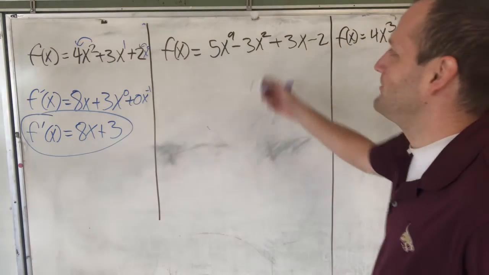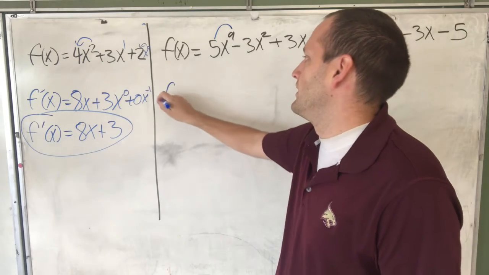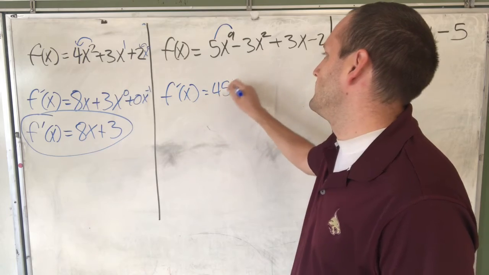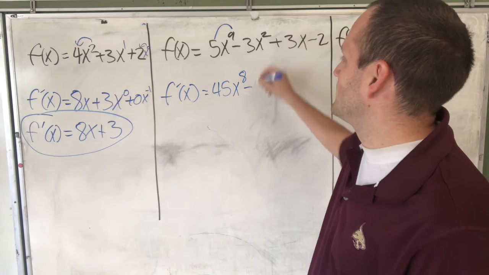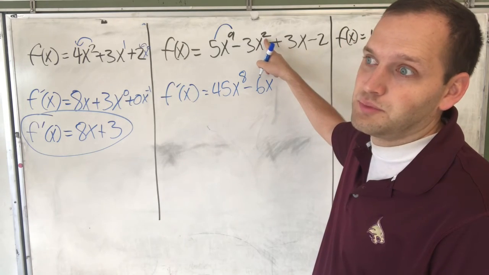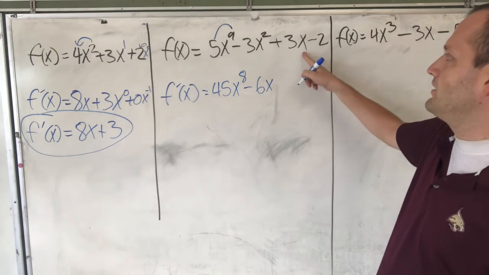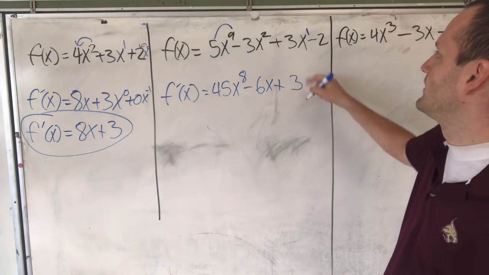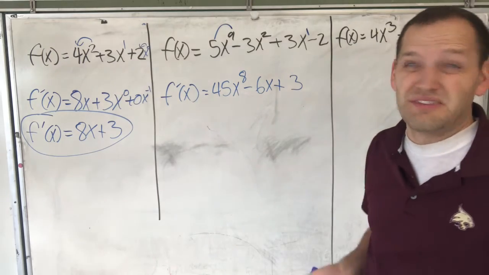Let's try this one, okay? 9 times 5, f prime of x is going to be 45, x to the 1 less than 9 is 8, minus 2 times 3 is 6, x. 1 less than 2 is just 1, and I don't have to write that, so I'm not going to write it. Here we've got 3x. 1 times 3 is just 3. Then do I have to write an x to the 0 power? Well, it's just 1, so I really don't have to.